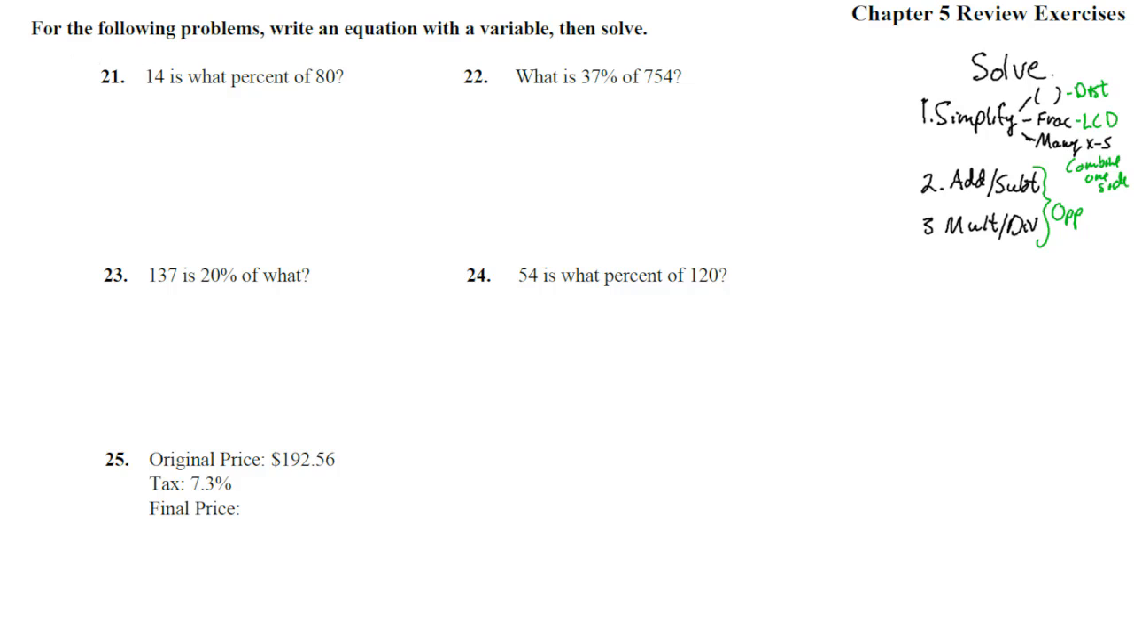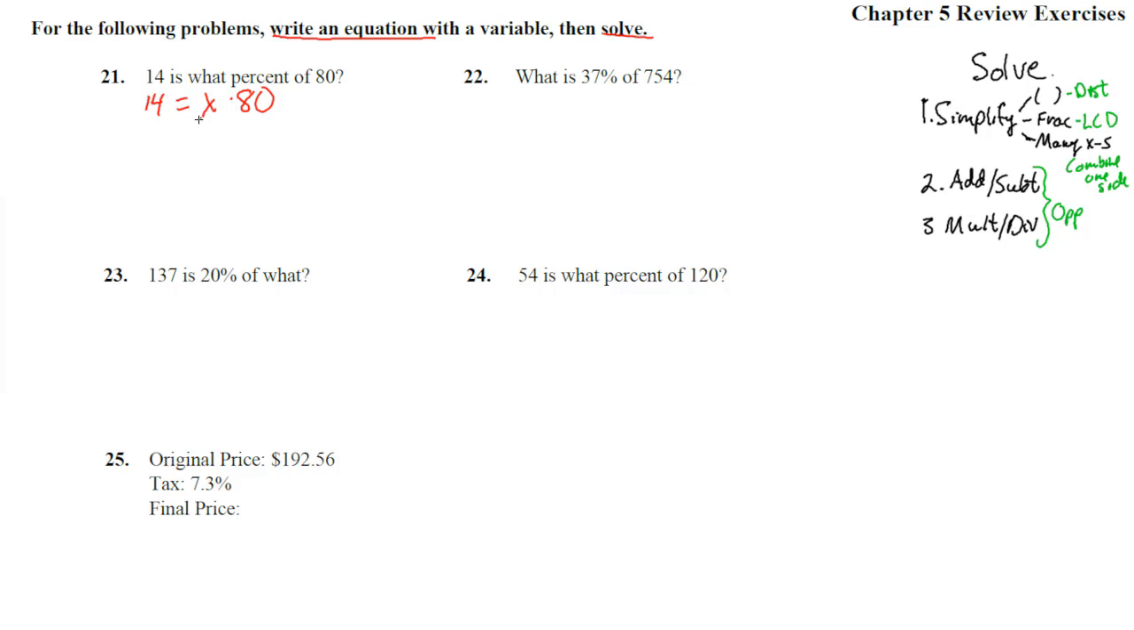Here we are in Chapter 5 review exercises, numbers 21 through 25. Number 21, 14 is what percent of 80? We're going to write an equation, then solve. So 14 is what percent of 80? Once we have an equation, we know how to solve for x. Go through this whole process.